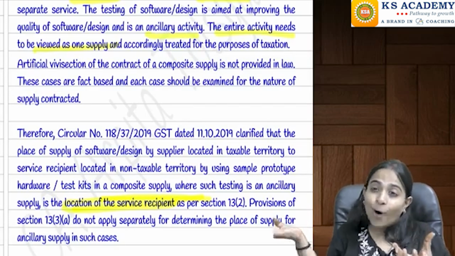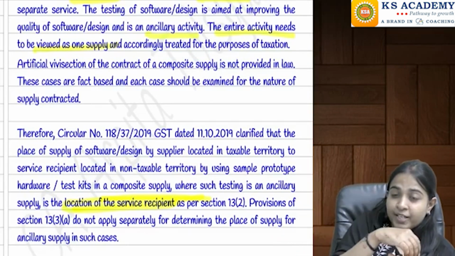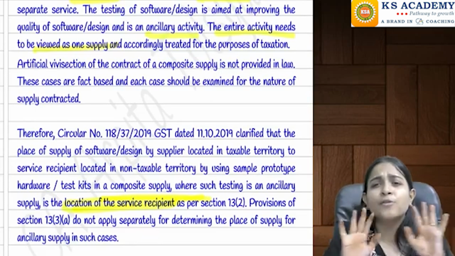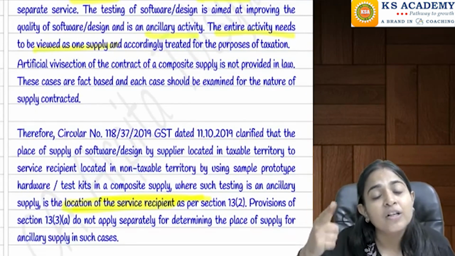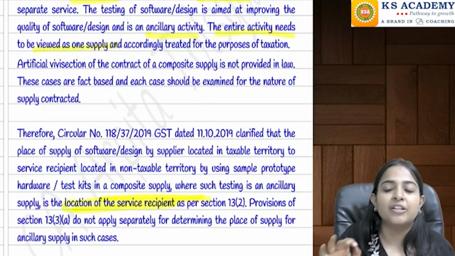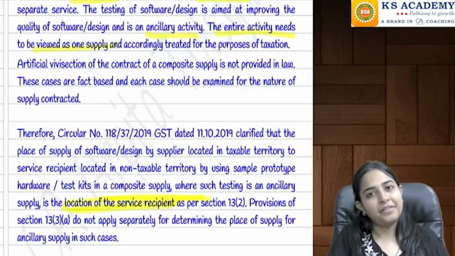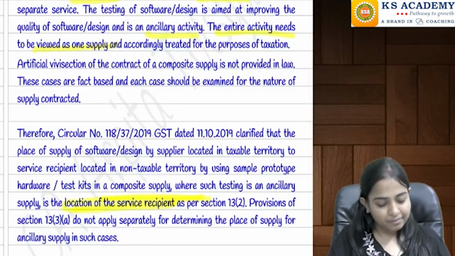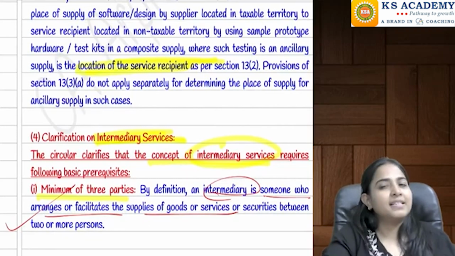You cannot say that you called the hardware, so physical presence of goods is required and you provided some service. No. Your main service was what? Your main service was development of the software and you simply did it. So only section 13.2 will be applicable here. Section 13.3 will not be applicable. Understanding this? Yes. And the last one talks about intermediary services.